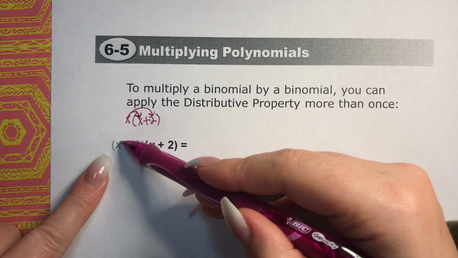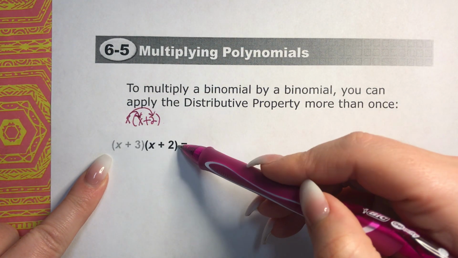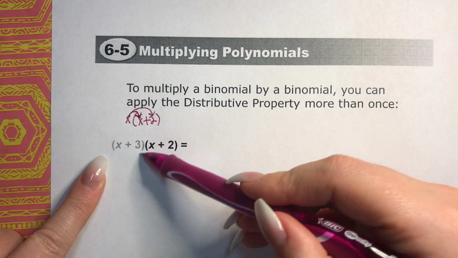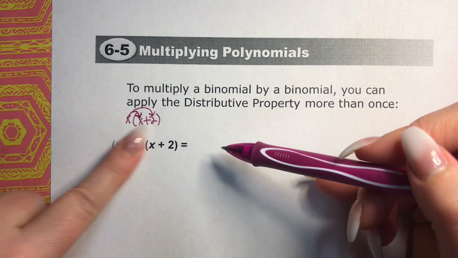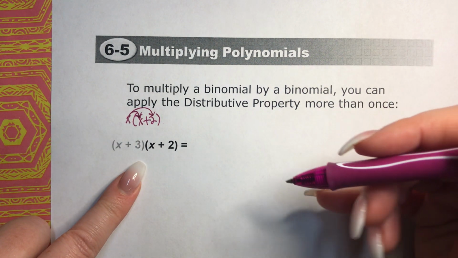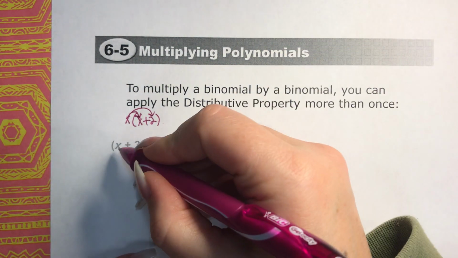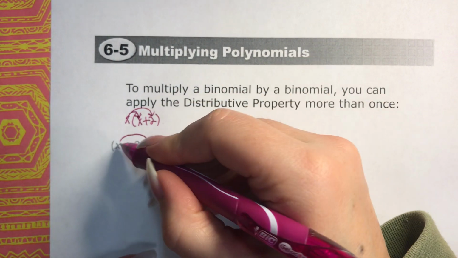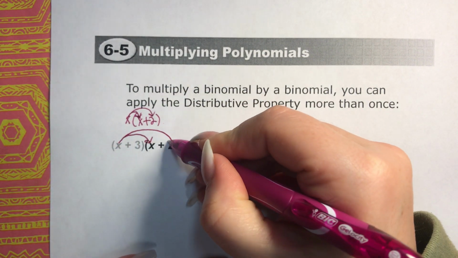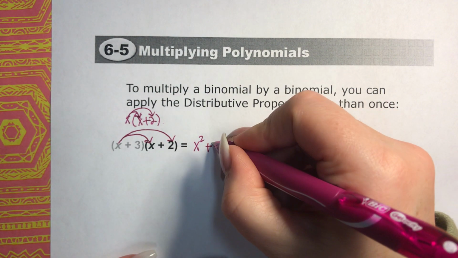So that's what we're going to do. We're going to distribute this x here, and then we're going to do the same thing and distribute this 3 here and here. So we're doing the distributive property twice instead of once. We're going to take this x and go x times x, which is x squared, and then distribute this x to the 2, which would be a positive 2x.